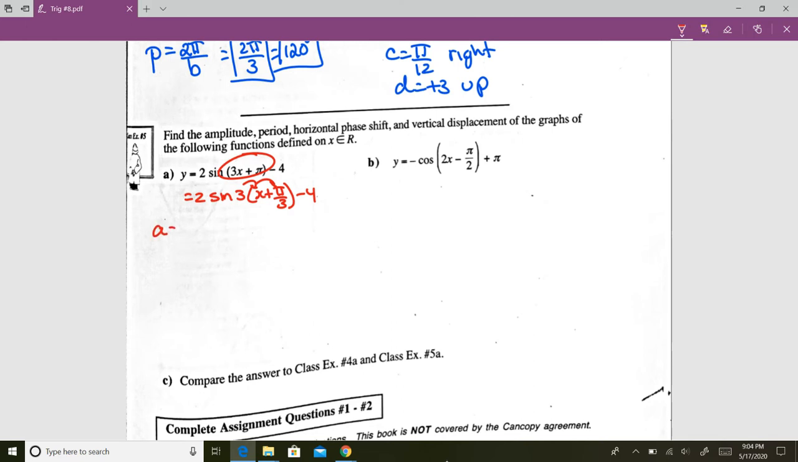All right, amplitude 2. Period is 2 pi over b. Our b value is 3, so it's 2 pi over 3. Our c value is pi over 3, which means, it's negative pi over 3, sorry. That means we went left pi over 3, or 60 degrees. And our d value is negative 4, which means we went down.